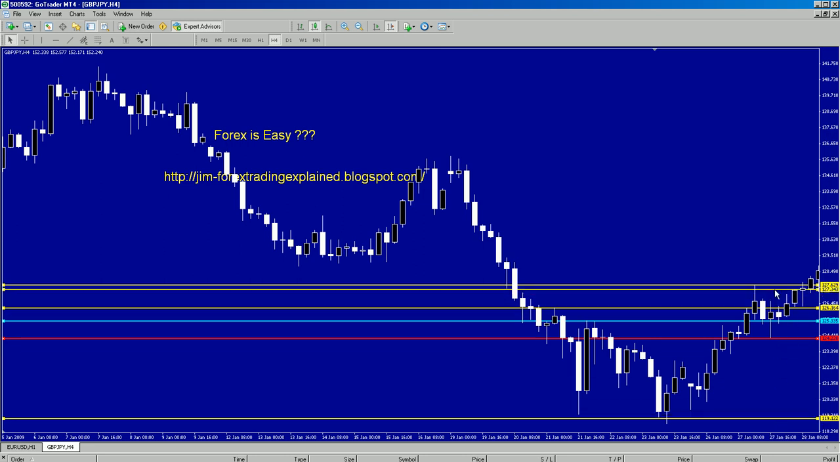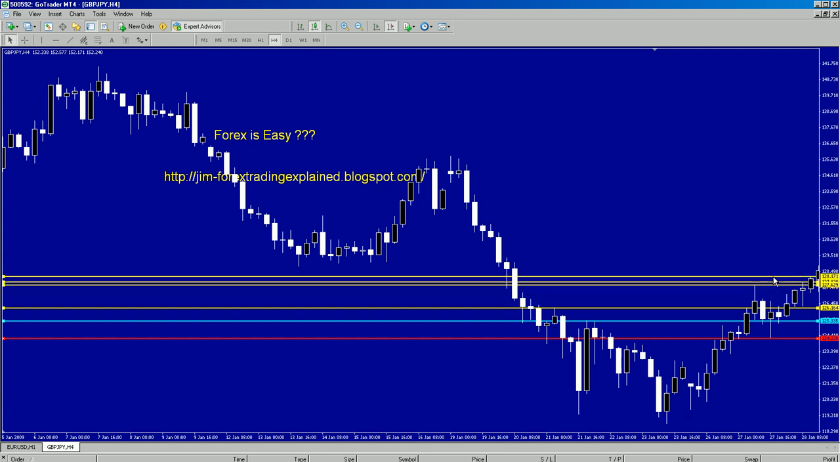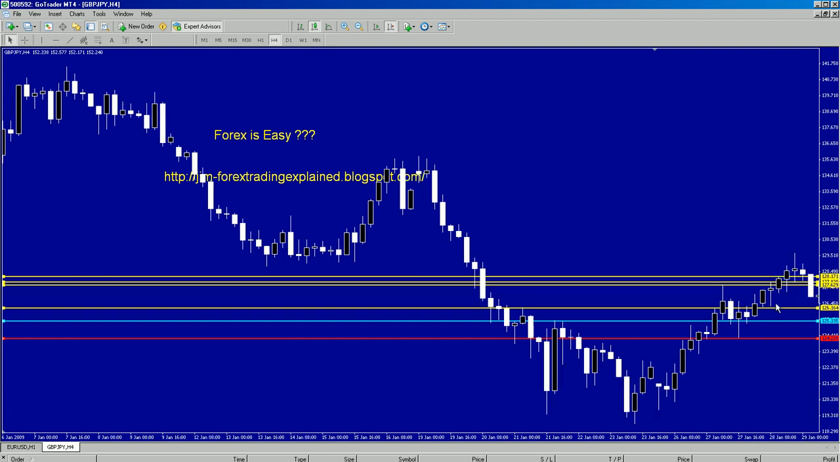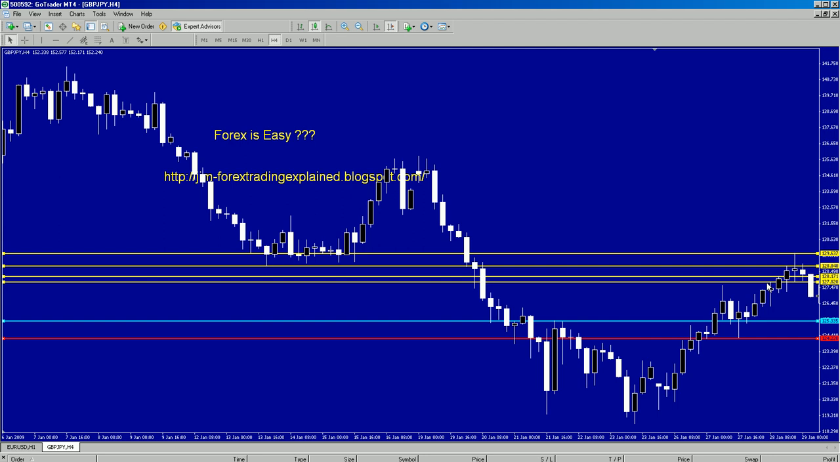We keep on going up. Another high there, another high there. Now all four yellow lines are in play. Let's see how we go. Pull that one up to there. Pull that one up to there.